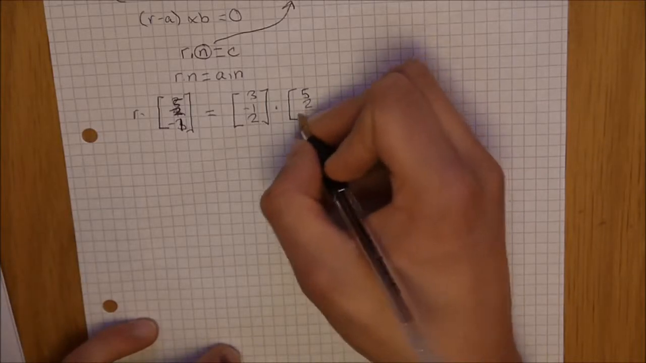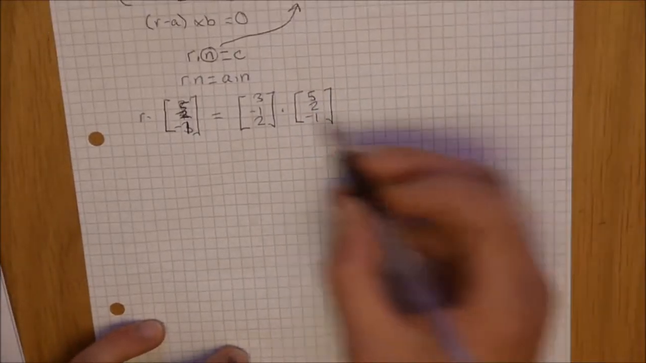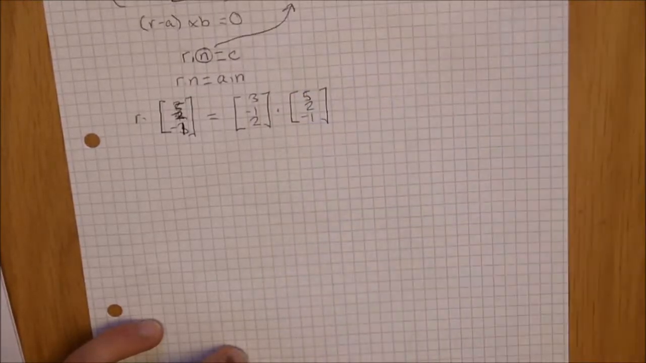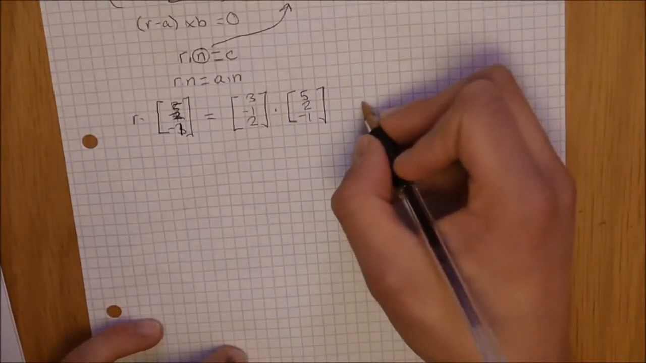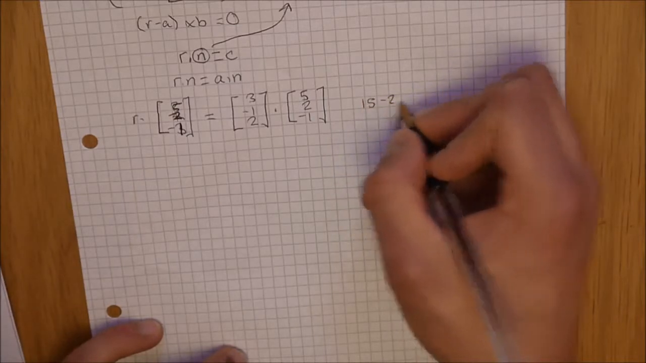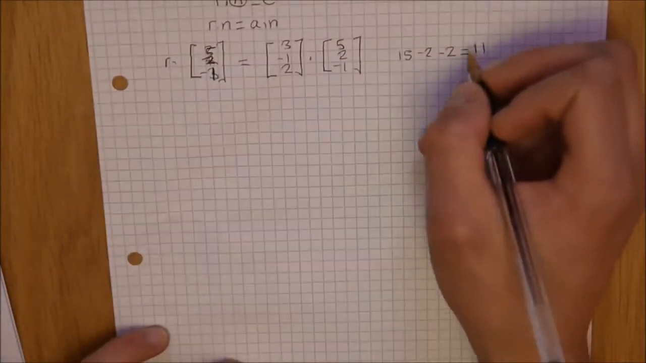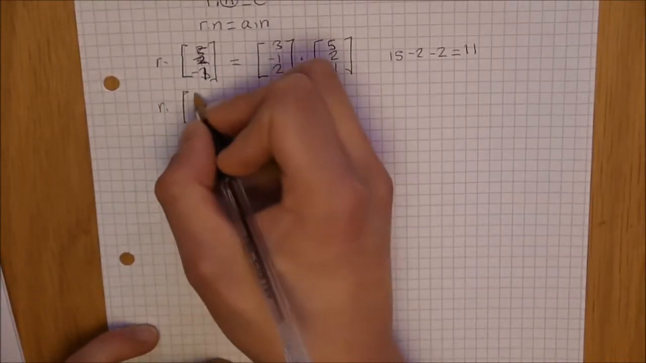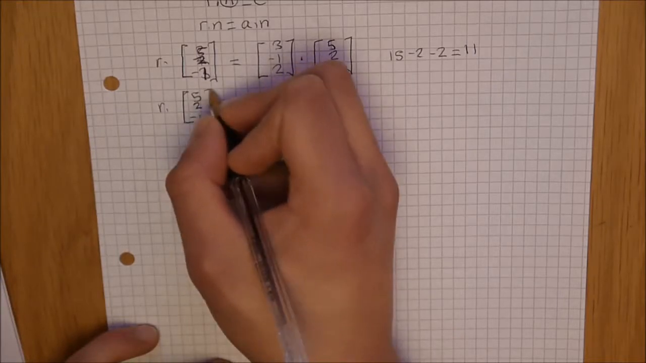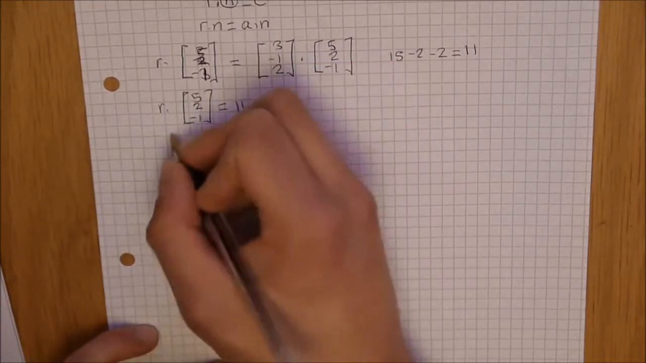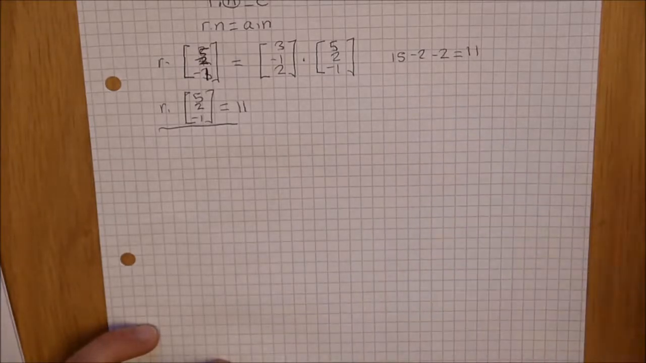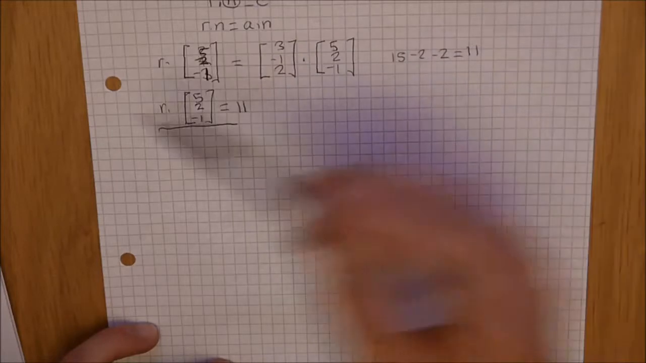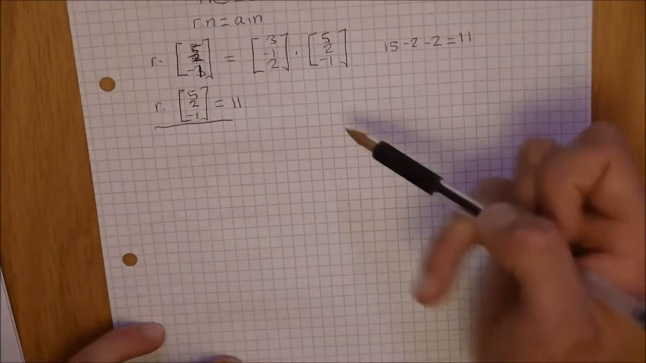(5, 2, minus 1). Now, if we do the dot product, then we times the x by the x, the y by the y, and the z by the z, and add them all together. So that will be 15 minus 2 minus 2, which is 11. Therefore, our finished form of the equation is r dot (5, 2, minus 1) equals 11. For 2 marks, your first mark will be for probably putting it in the form r dot n equals a dot n, and then your second mark will be for getting the right answer.